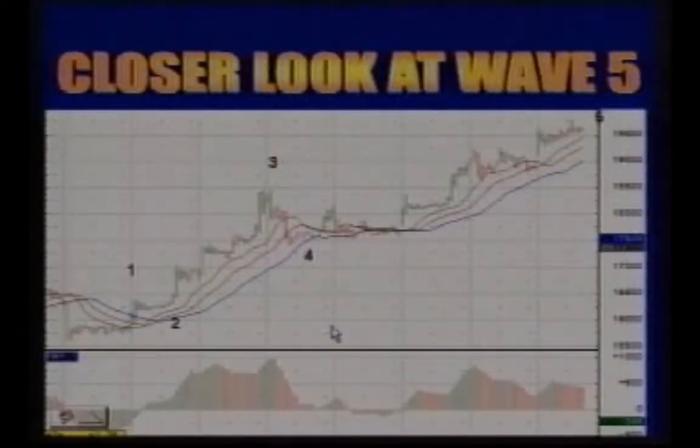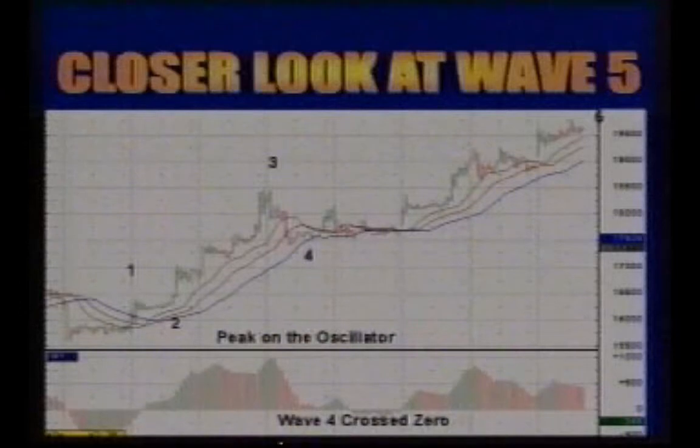Let's now go to wave 5 and have a closer look. Wave 5 appears to have an extended 5 wave, but even if it's extended, we still have the oscillator working. Here's the peak on the oscillator, telling us that it corresponds to wave 3. It did not cross 0, notice, until here. I almost did here, but there. So at this point, the minimum requirements for wave 4 have been met.